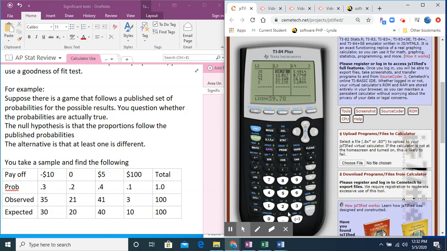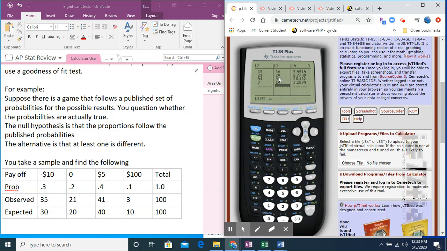In L3, we're going to put 30, 20, 40, and 10. So our L2 has our observed. Normally we do this in L1, L2. It makes your life a little bit easier, but I'll show you in case you do have it in a different list. This makes sense. So I have my L2 is my observed. My L3 is my expected.